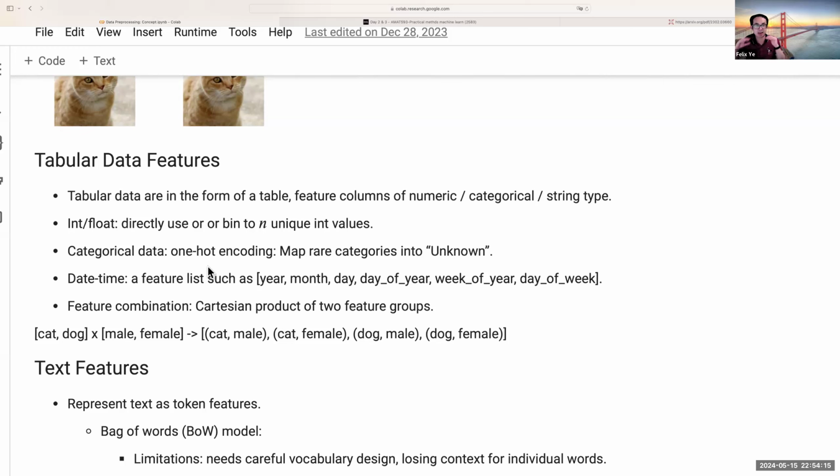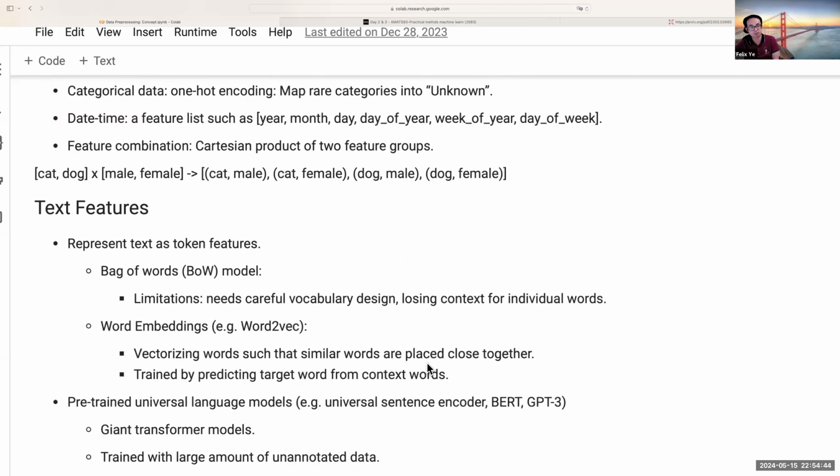If you have that kind of date and time information, you have to be careful how you extract these features and whether the features make sense or not. You can also do feature combinations. For example, you can do a Cartesian product of two feature groups. You have cats and dogs, and you have male and female. Then you can take the Cartesian product of these two features, and that becomes 4 features, right?